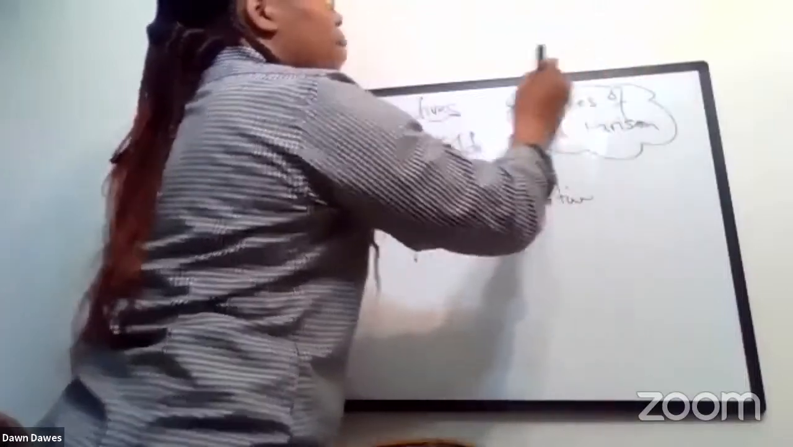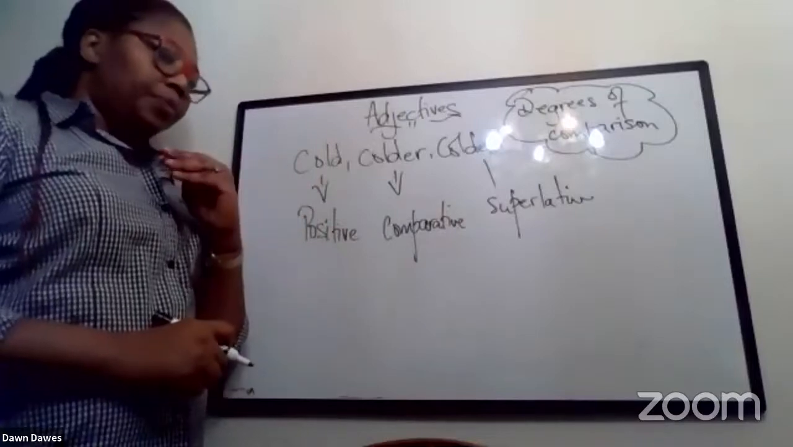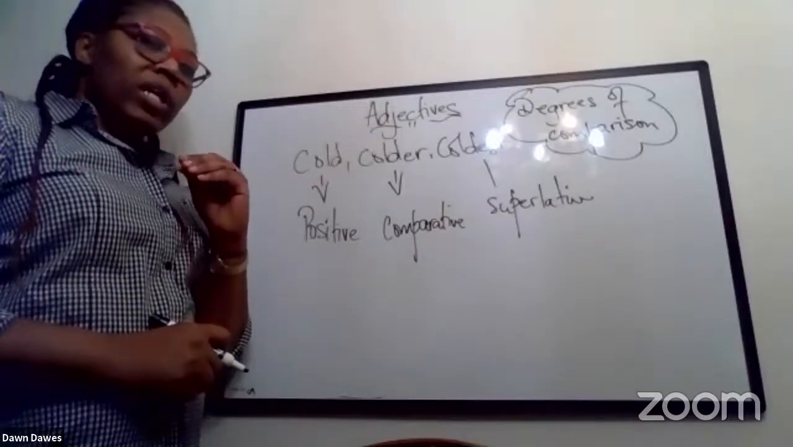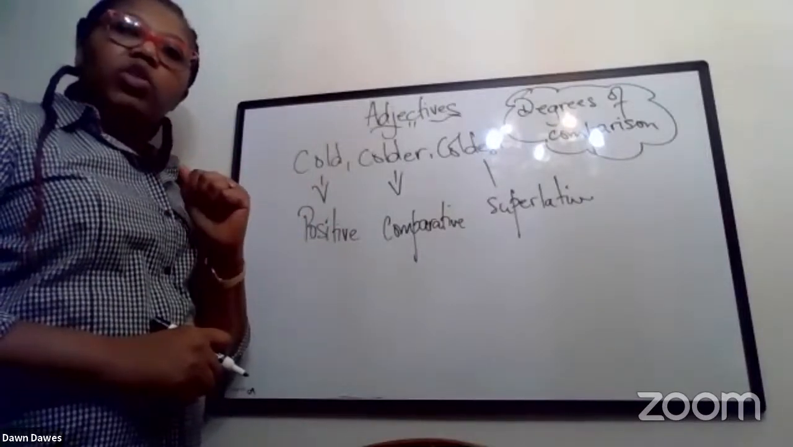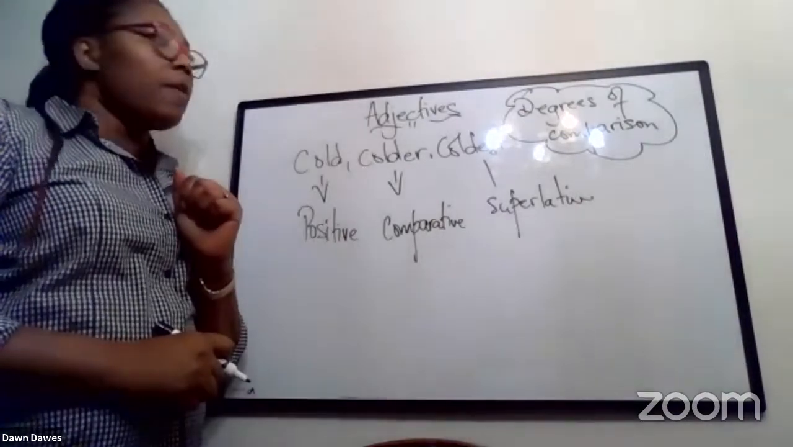Degrees of comparison. This is one of the things that we need to pay attention to in order to avoid things like redundancy in our statements.